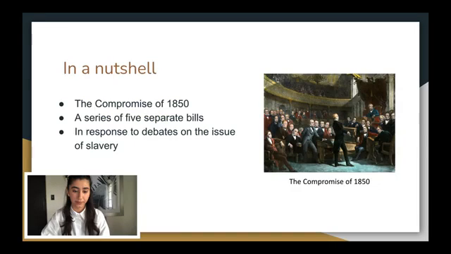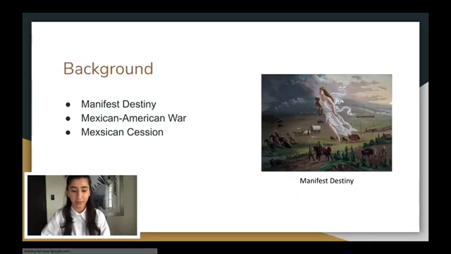Mexican-American War. In a nutshell, the term Compromise of 1850 refers to a series of 5 separate bills passed by the Congress that were in response to an intense debate between the northern and southern states over the status of slavery in the newly earned territories from the Mexican-American War called the Mexican Cession.